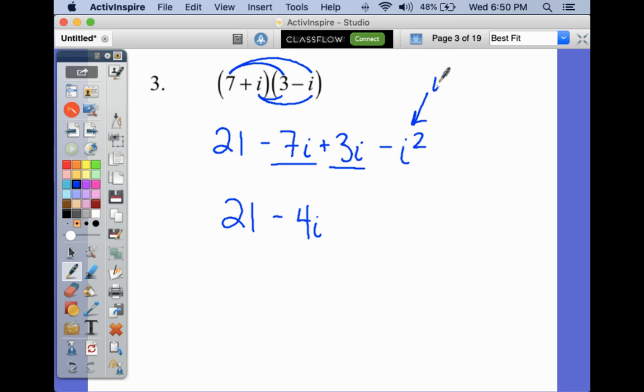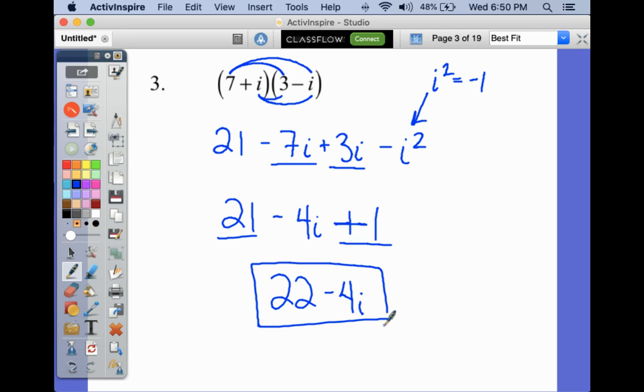Here, the i squared needs to be replaced with negative 1. So it is minus, and then the i squared is negative 1. So that becomes plus 1. And that's going to combine with the 21 to make 22 minus 4i.